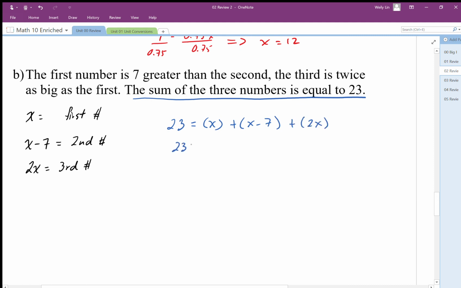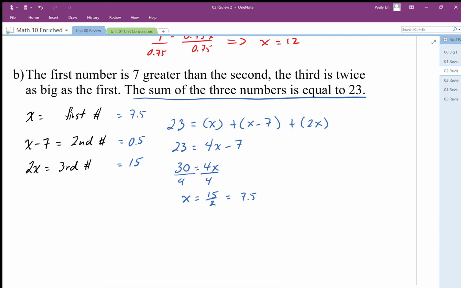So 23 is equal to 4x minus 7. I'm going to add 7 to both sides, so I get 30 equals 4x. Divide by 4, and x works out to be 15 over 2, which is 7.5. So the first number is 7.5, the second number is 0.5, and the third number is double the first, which is 15. When I add those together, do I get 23? I do. This is the correct answer.